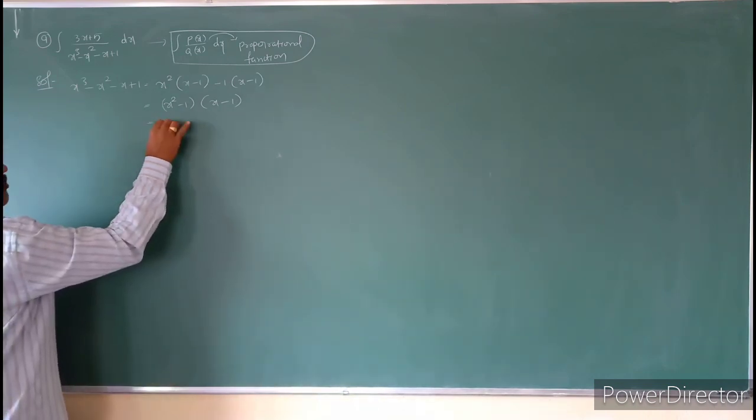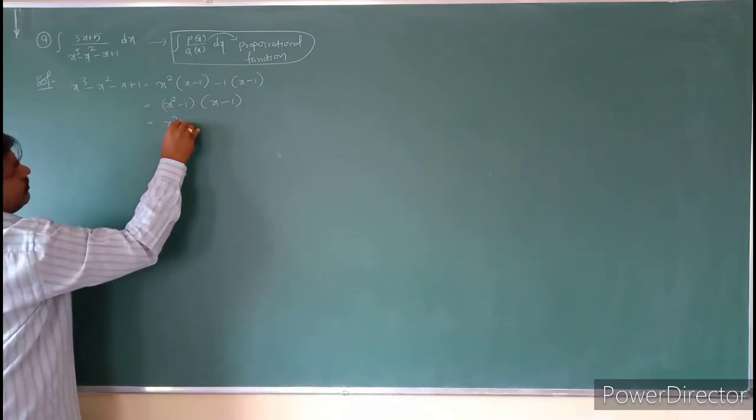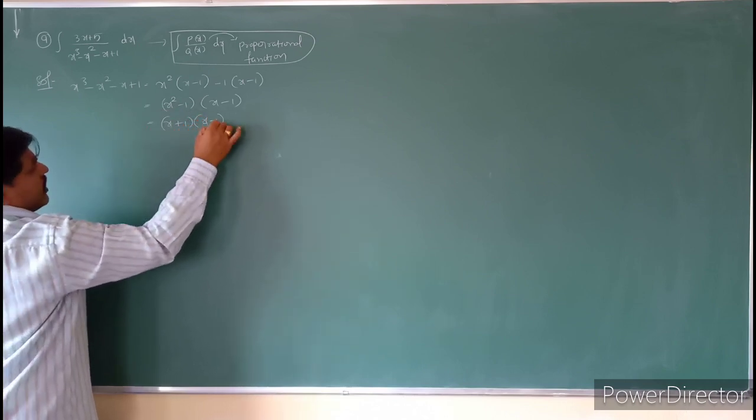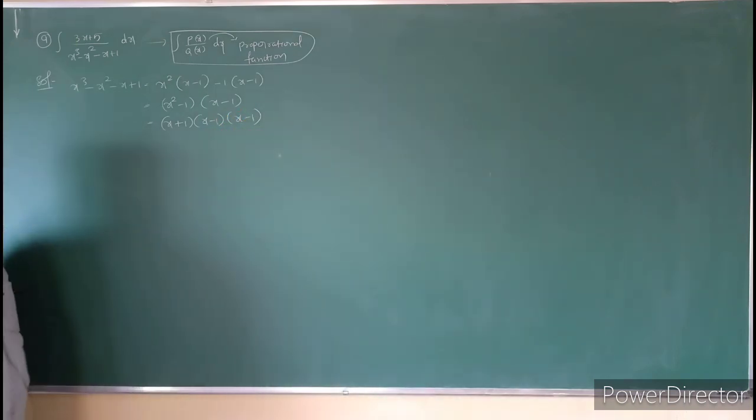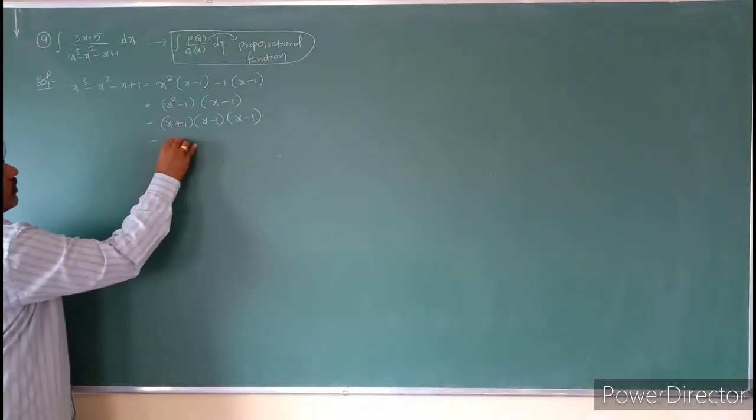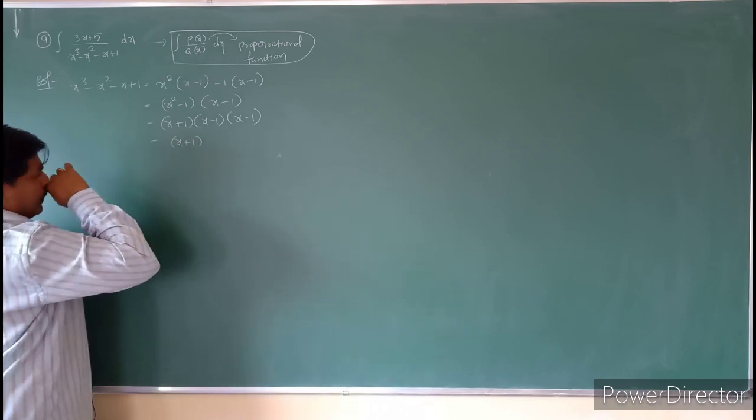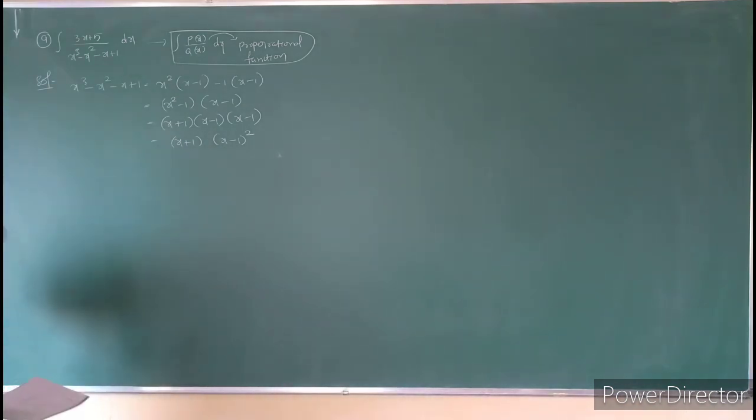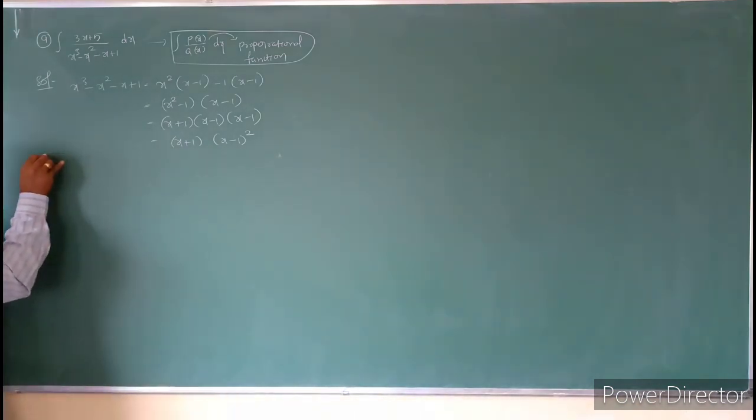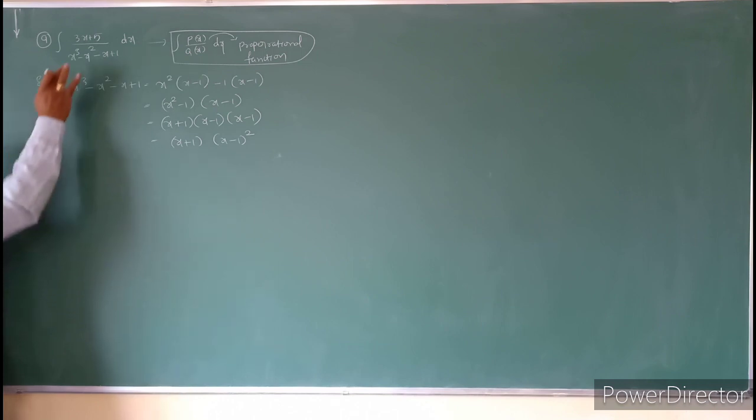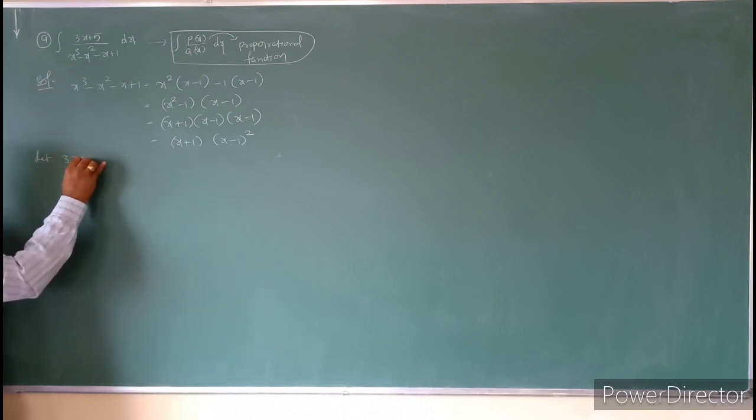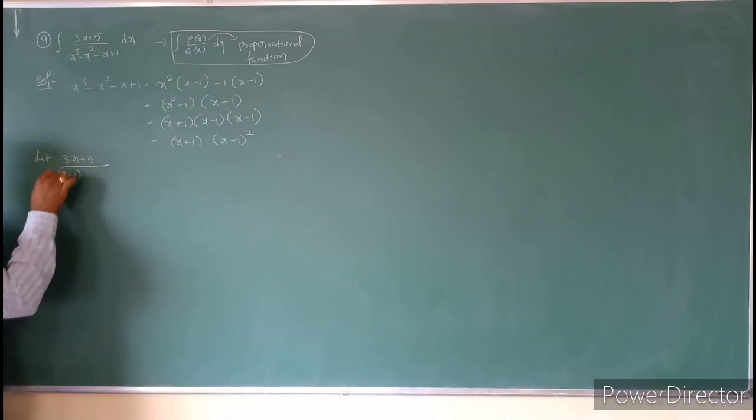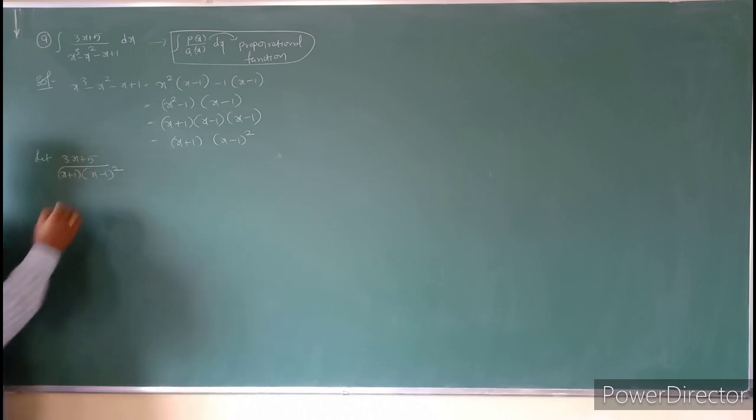This x square minus 1 you can write as x plus 1 into x minus 1, into x minus 1. So that is equal to x plus 1 into x minus 1 whole square. So see the problem. Therefore, you can write this as 3x plus 5 by the denominator x plus 1 into x minus 1 whole square.